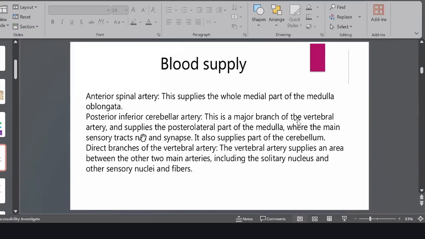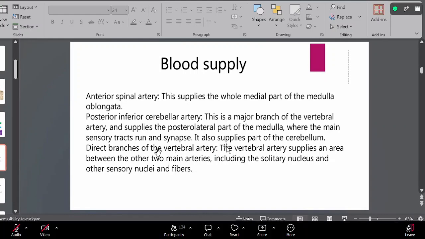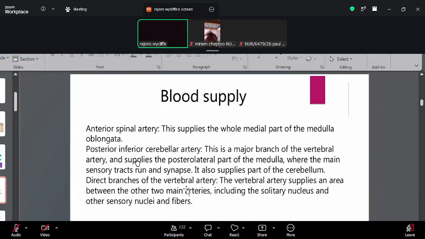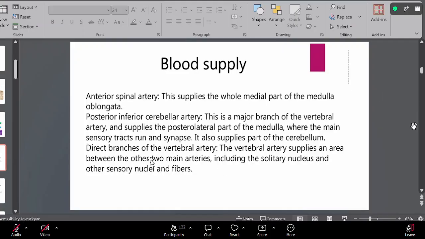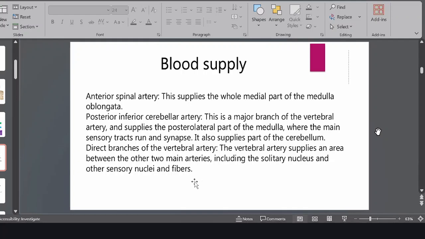Now, this is a major branch of the vertebral artery that supplies the posterolateral part of the medulla, where the main sensory tracts run and synapse. It also supplies part of the cerebellum and direct branches of the vertebral artery. The vertebral artery supplies an area between the two main arteries in the solitary nucleus and the sensory nucleus and fibers. So we have these two arteries, the anterior spinal artery and the posterior inferior cerebellar artery.